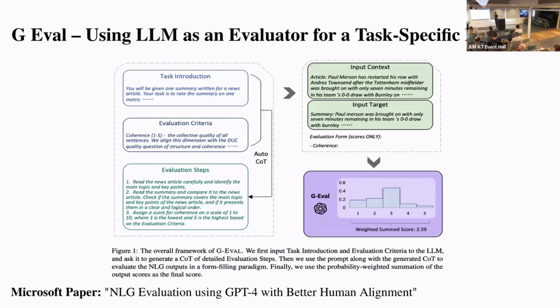Then the LLM will get some input, which is the article to be summarized, and an input target, which is a summary from another model that we want to evaluate. Then it will fill this form and calculate the score of coherence, which is the metric we asked for. What they found in their paper is that most of the time it outputs the score 3, and this is a bias.